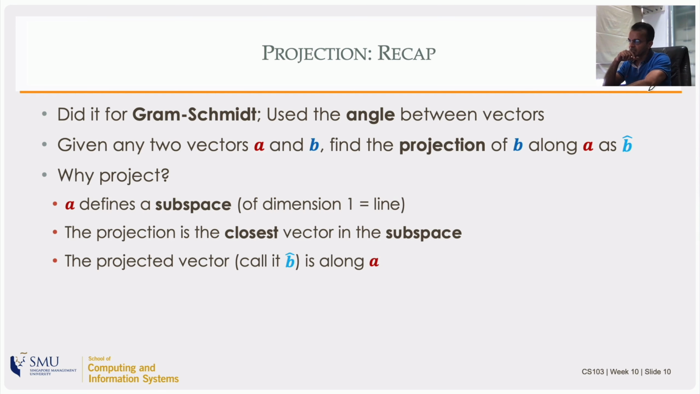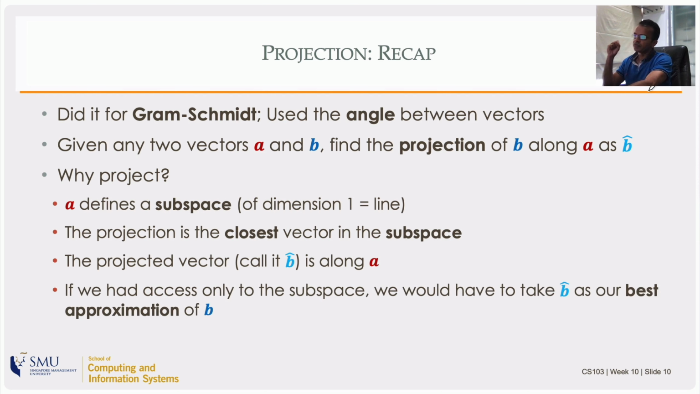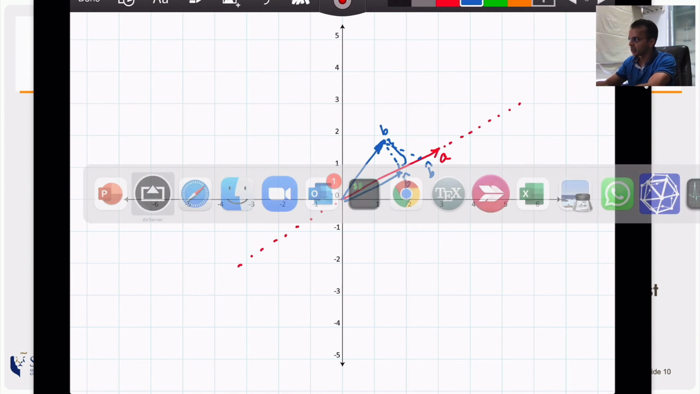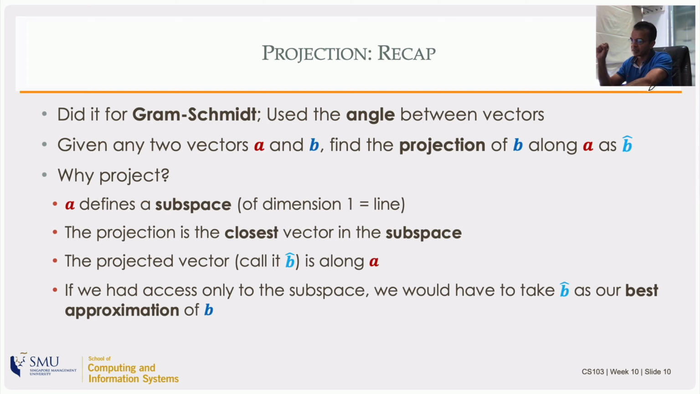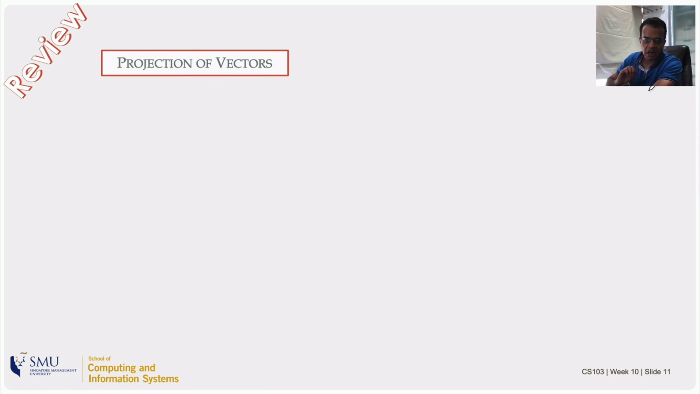So the projected vector is along A, and if for some mathematical reason we had access only to the subspace, not to the whole space (here we have R2, but suppose we had access only to that red line), then the best approximation of B that we can have is B hat. That might sound a bit wishy-washy at this point, but stay with me. But let's review how we did it before we move on.